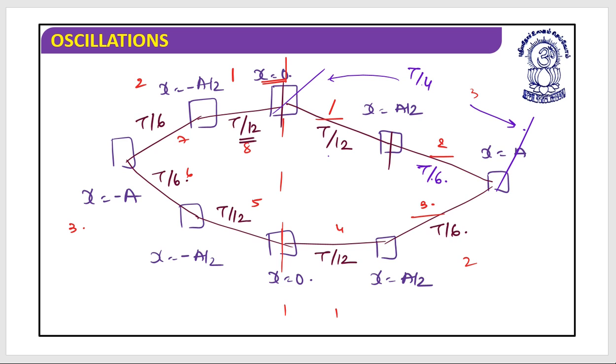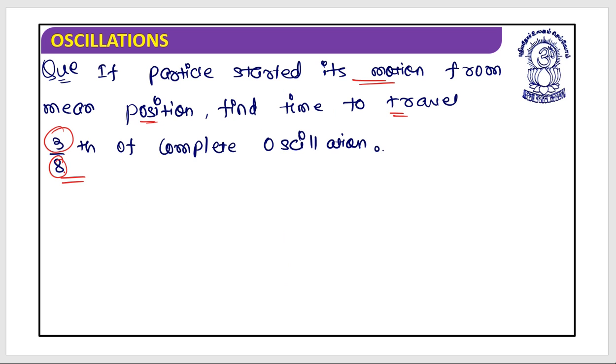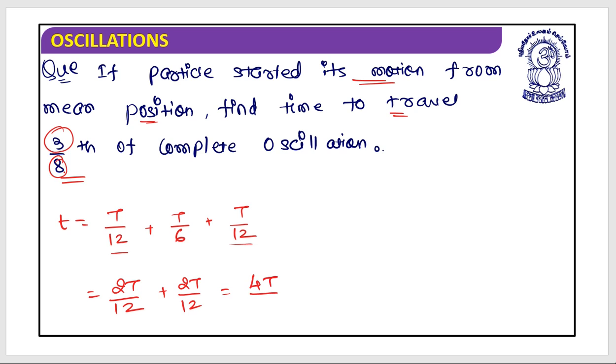So now what you need to do is, the total time required will be equal to T by 12 plus T by 6 plus T by 12 again. So this is equal to T by 12 plus T by 12, which is 2T by 12, plus T by 6, which is 2T by 12 again. This is equal to 4T by 12, which is T by 3. This is the time required to complete 3 by 8th of the oscillation. I hope this is clear. One more.